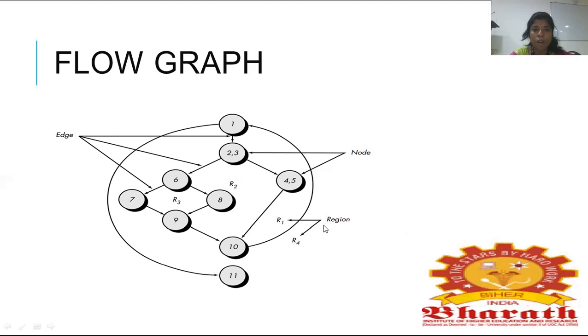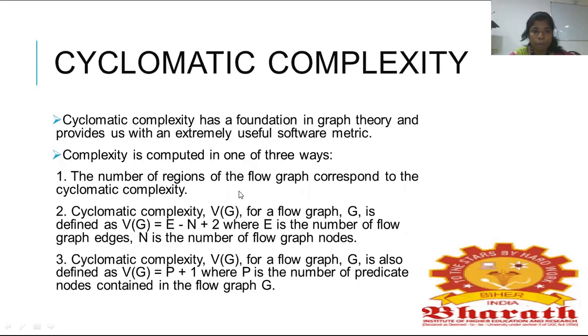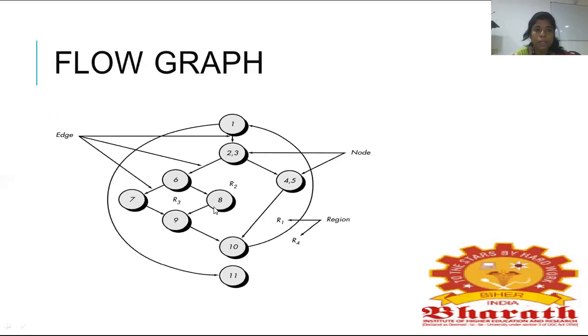Based on this flow graph, how am I going to calculate my cyclomatic complexity? How do I have my independent paths? See the independent paths, then I can have 4 paths here. Each and every path should be traveled at least once. The same path should not be traveled again. So I'm taking 1, 2, 3, 6, 8, 9, 7. From 7 I'm taking to 9, 10, 10 to 1 and 1 to 11.